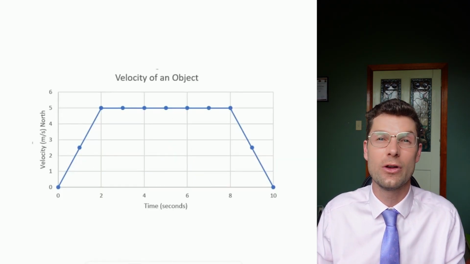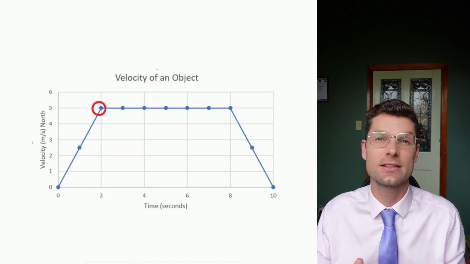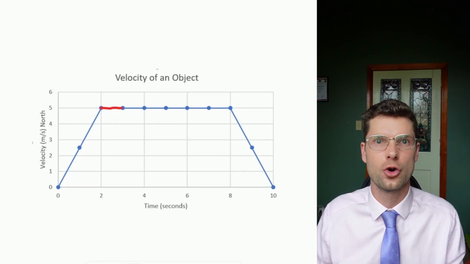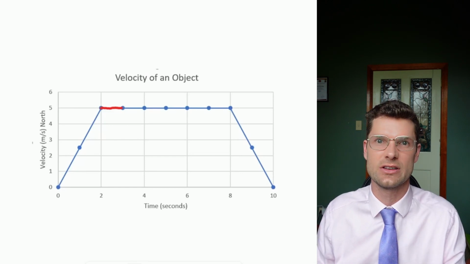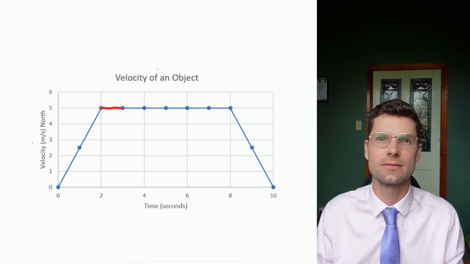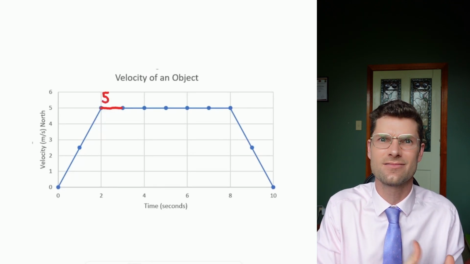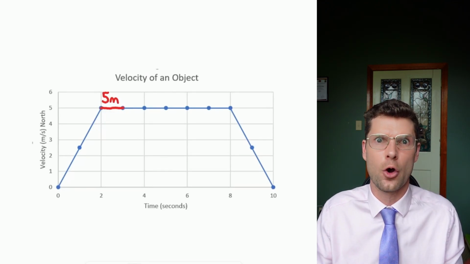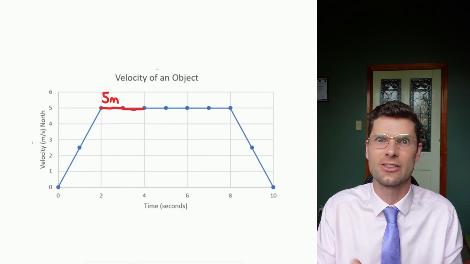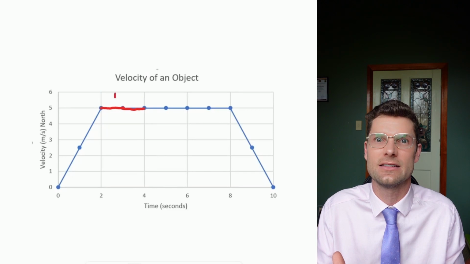So let's actually look really closely at this 2-second mark to 3-second mark. For this whole flat line, I'm saying for sure, you're going at 5 meters per second. 100%, every single second, you go 5 meters. So from 2 seconds to 3 seconds, you've gone 5 meters. And then from 3 seconds to 4 seconds, you've gone another 5 meters, so 10 meters in total.